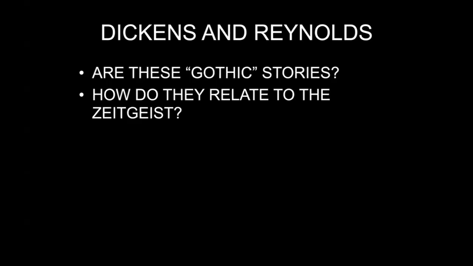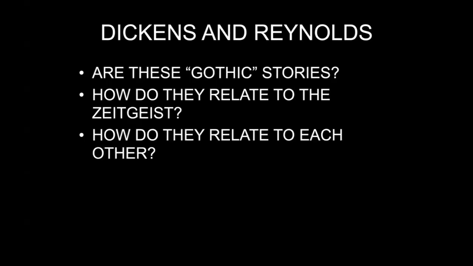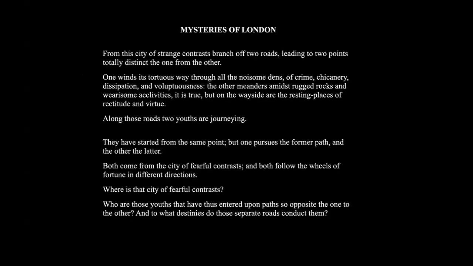How do Dickens and Reynolds relate to the zeitgeist in which they wrote, and how do they relate to each other, and any other questions? Okay. There's a section here. I'm not necessarily going to read the whole section, but I just wanted to point this out at the beginning of Mysteries of London, where I think it's the pre-chapter before the first chapter, where Reynolds asks these questions. Where is that city of fearful contrasts? He uses this term, fearful contrasts. And what are these fearful contrasts?